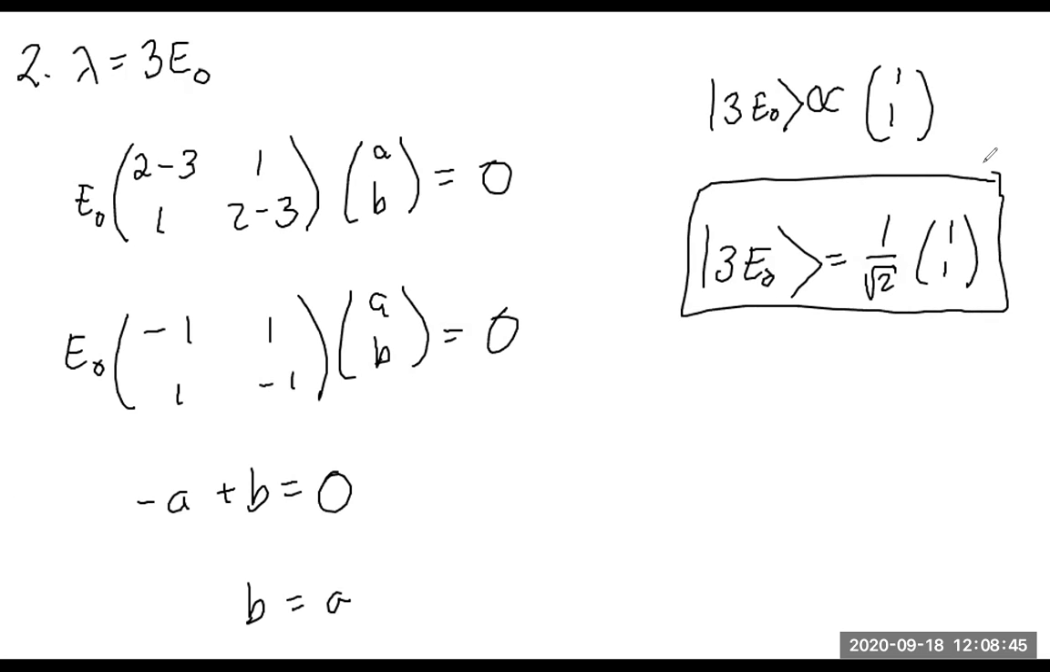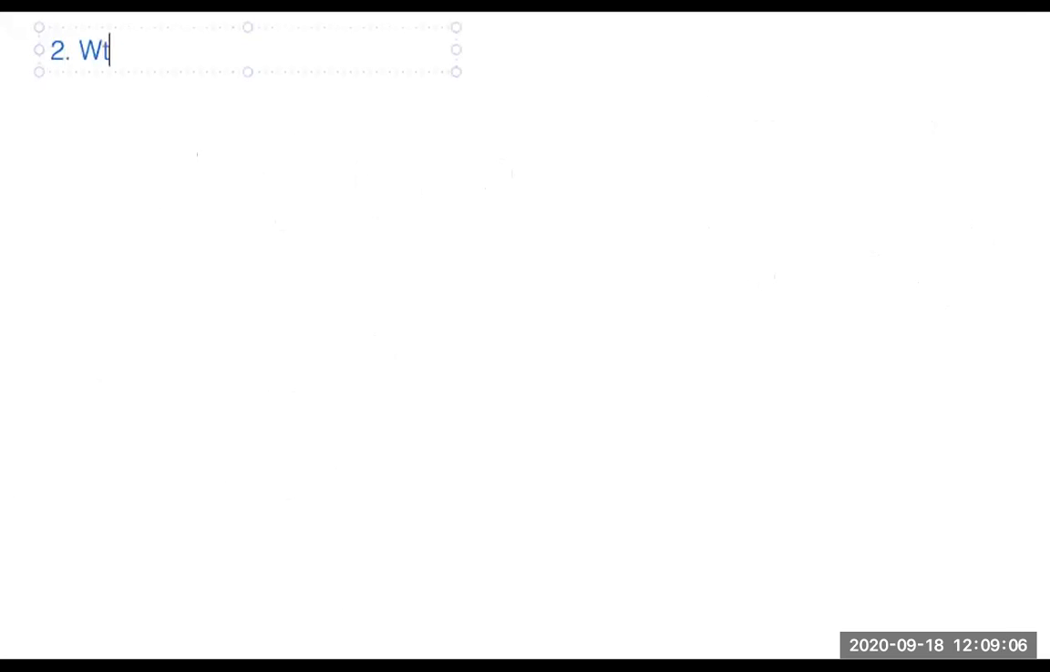So now we have the eigenvectors and the eigenvalues. Next, to find the probabilities, we need to move to step 2. Step 2 is to write the initial state in terms of the energy eigenstates.